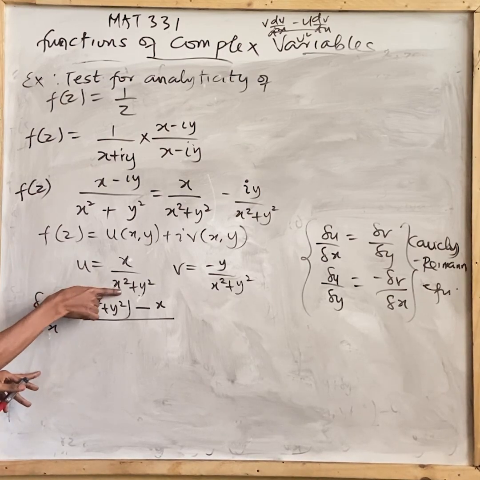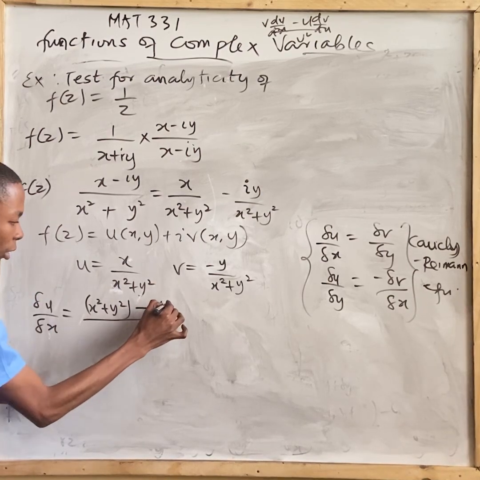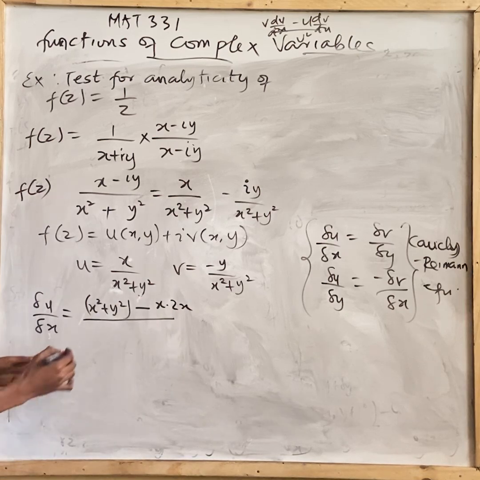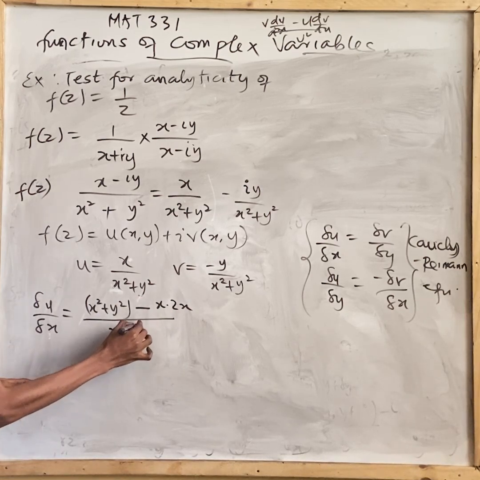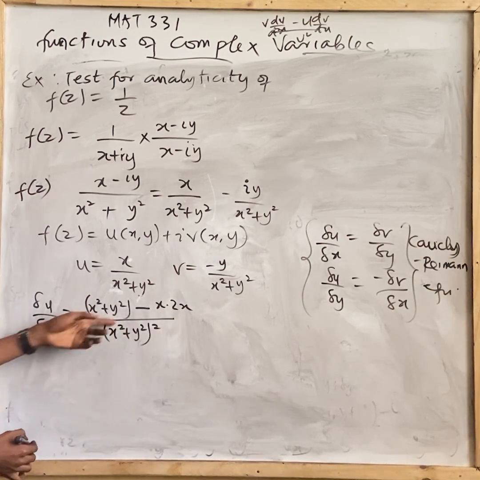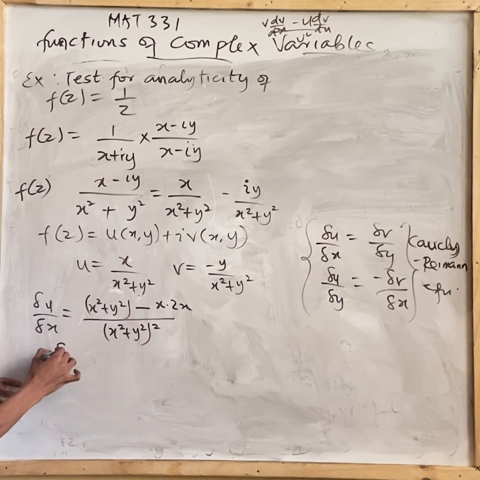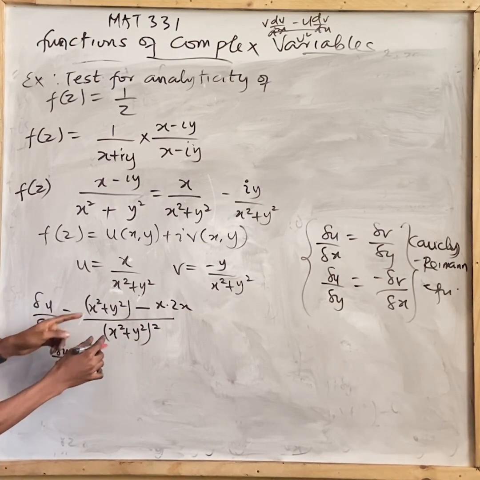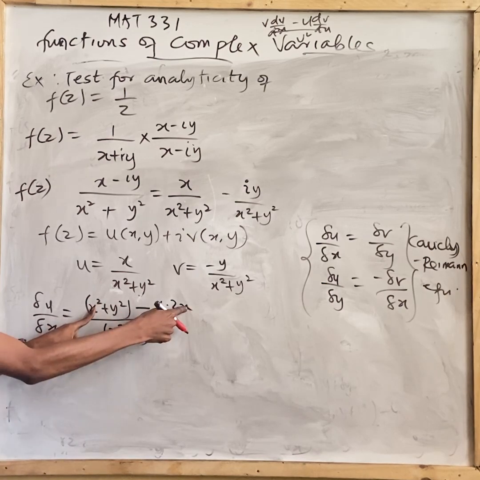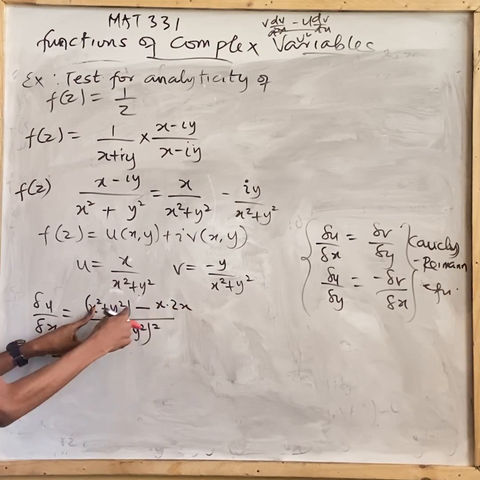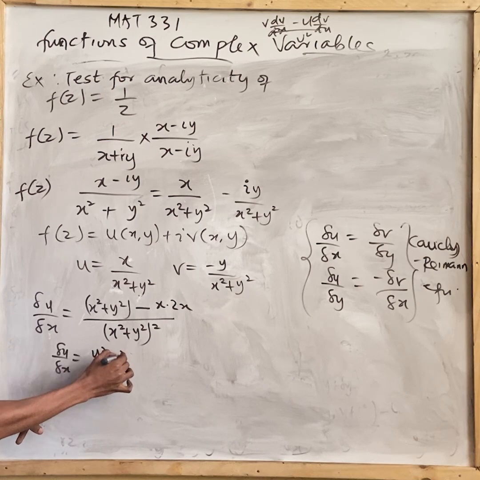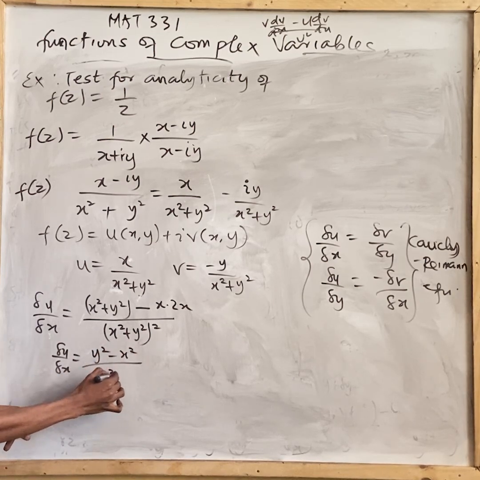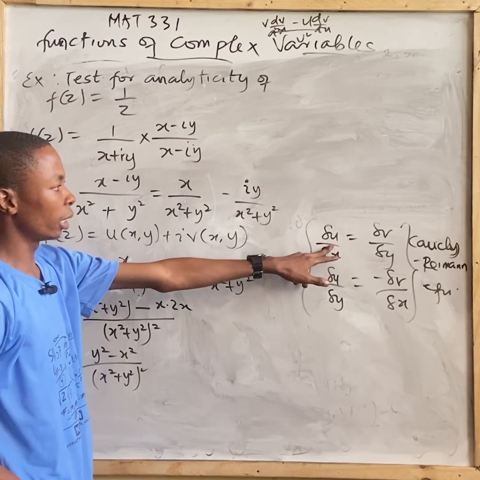It means that I'm only differentiating the x that is here. That's 2x, all over v squared, x squared plus y squared all squared. Open the brackets. So du dx will be x squared minus 2x squared, that's minus x squared, and y squared. So this one will give us y squared minus x squared all over x squared plus y squared all squared. That's the first partial derivative.